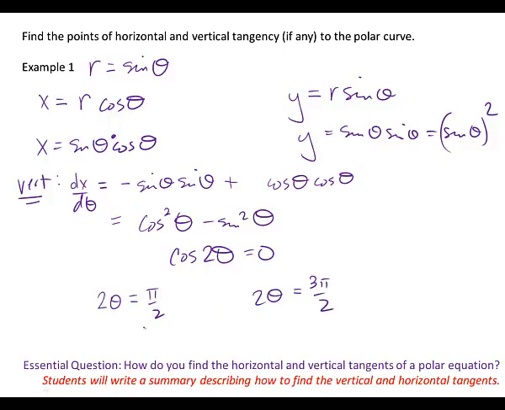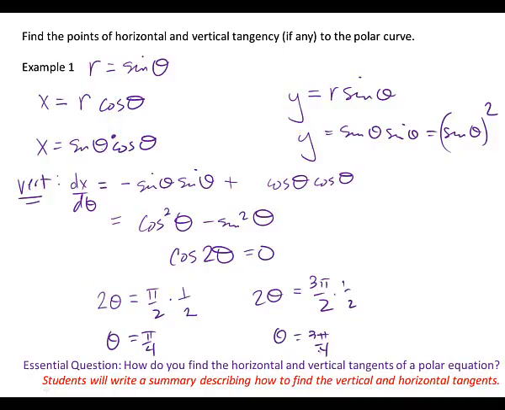Good. Okay, so I'm going to get this 2 to the other side. How do we get that 2 to the other side? You multiply by 1/2. Okay, so we've got that theta equals pi over 4, and theta equals 3 pi over 4.